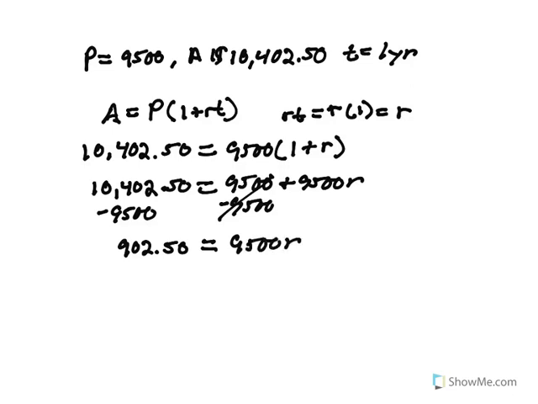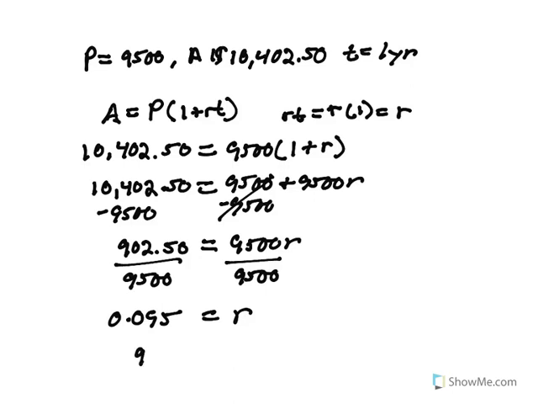And then divide both sides by 9,500. And you are going to get, this is the r, so when you divide these two quantities, you're going to get 0.095. If you express that as a percent, move the decimal 2 places to the right, and you'll get 9.5% equals the rate. Okay? So that is how you do that one. So I hope that that is helpful.